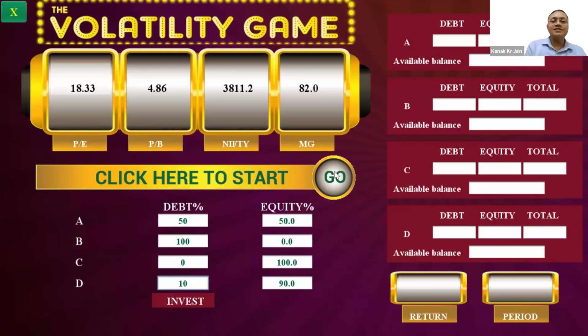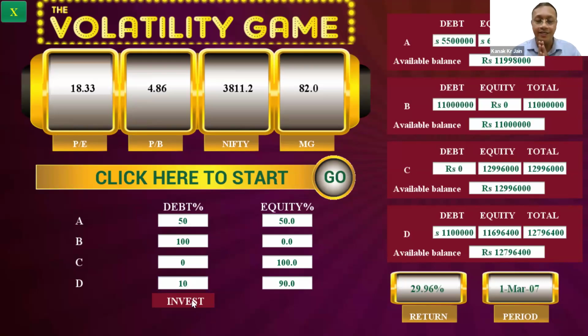Now, once this is done, what is this game about? In this game, all the teams are given 1 crore each, and at the end of maybe 4 or 5 rounds, whichever team's 1 crore has become highest is the winning team. In order to make your money high, you need to invest in the right asset class, either debt or equity. If you think the market is expensive and is going to go down, you should put your money into debt. If you think the market is cheap, you can invest into equity.